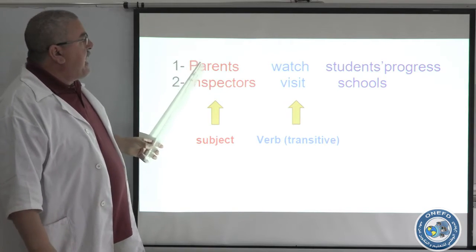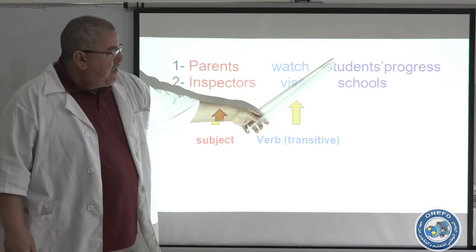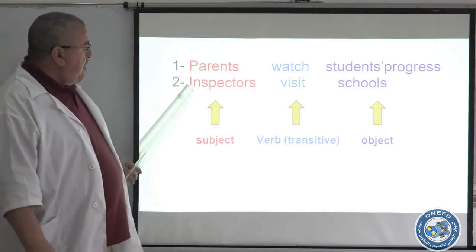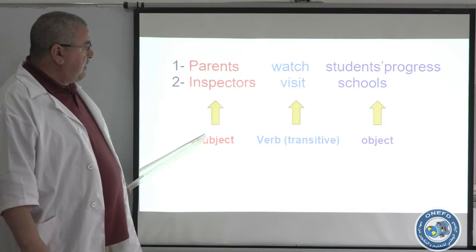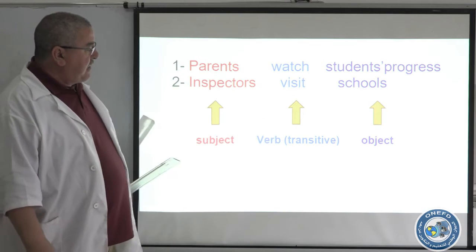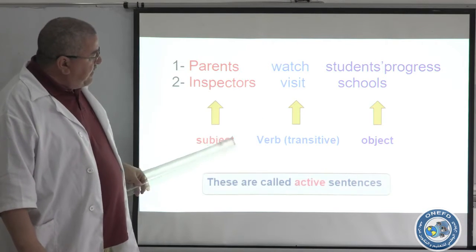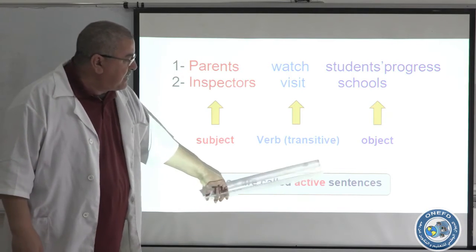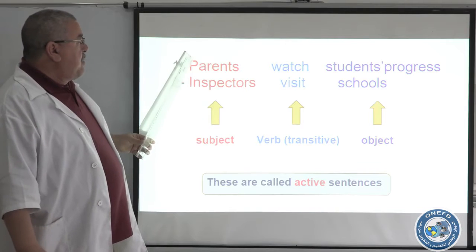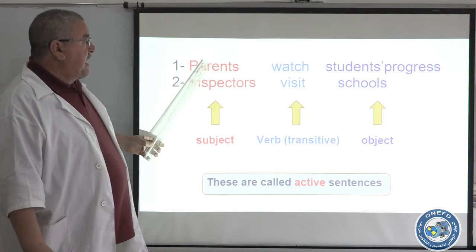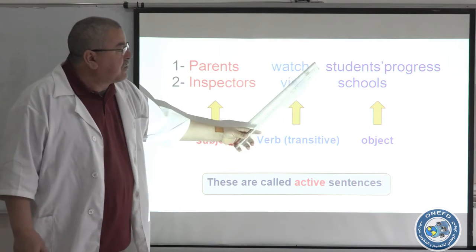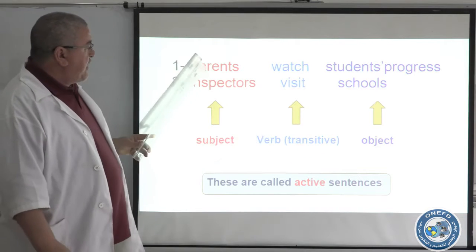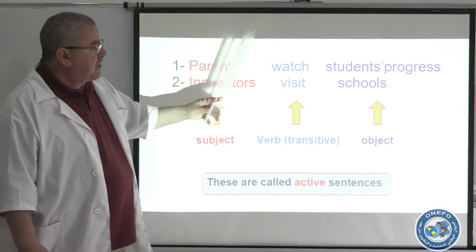So, for instance, here, parents watch what? The student's progress, which is the object here. So, you clearly see the subject, the verb, and the object. These types of sentences are called active sentences. Why active sentences? We have a subject, a verb, and an object complement. That is, sentences with transitive verbs. There is a subject who does something.